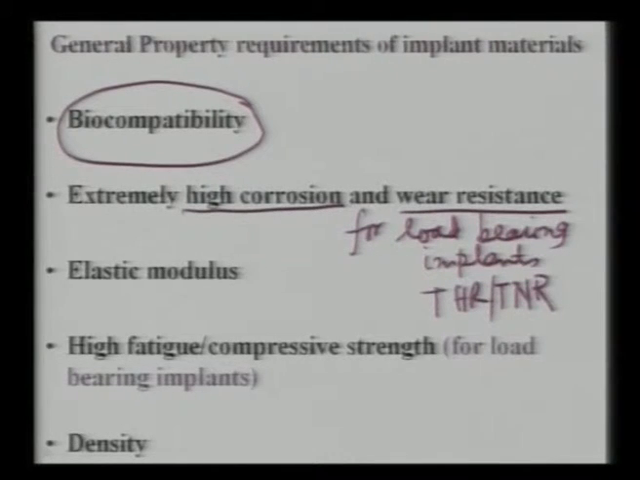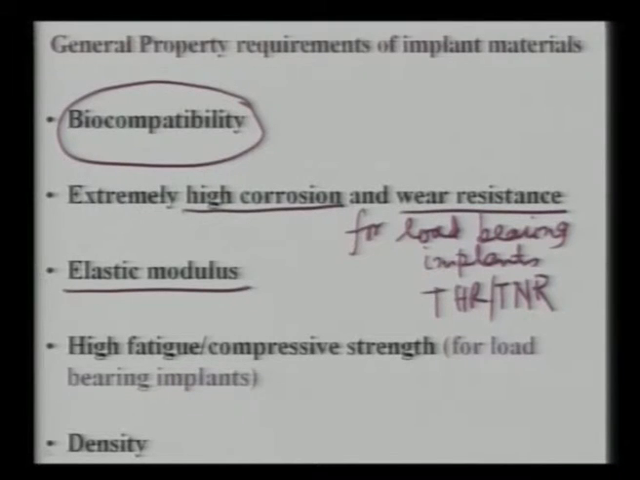So for total knee replacement or total hip replacement, wear resistance is also important. Third one, as I said, is elastic modulus. Elastic modulus matching with the neighboring bone or cortical bone is important. Fourth one is high fatigue and compressive strength, which, again, I have told you is for load bearing implants.